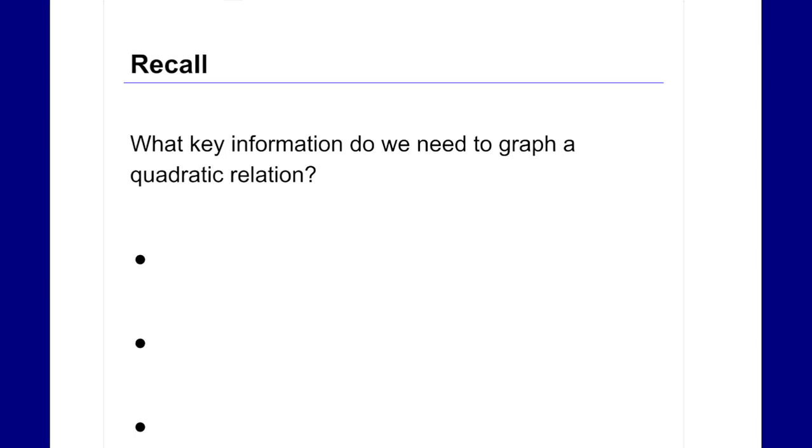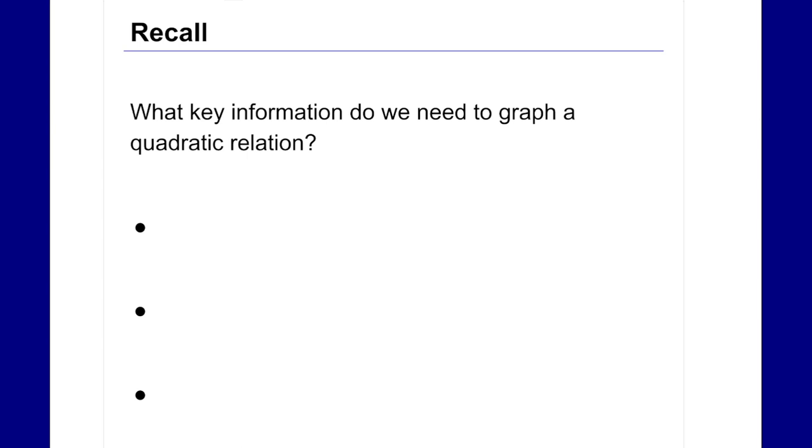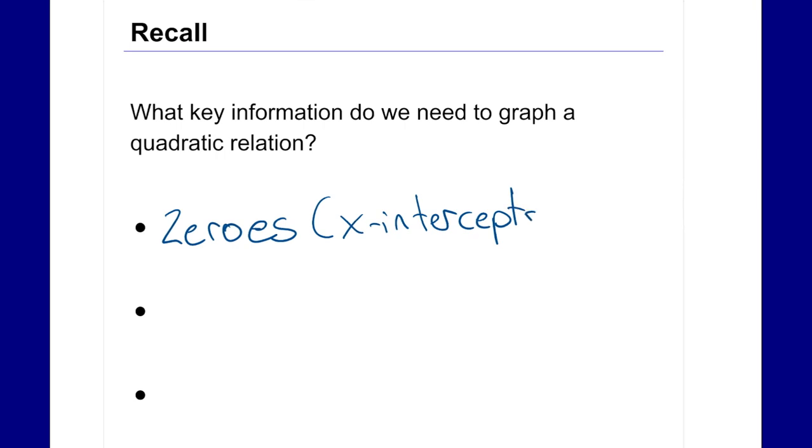What are some things that we need to have to be able to graph a parabola? You can think back to the previous unit where we were graphing or determining equations from vertex form and factored form, right? We need to know the zeros, or our x-intercepts. That could be one thing, because if I know my x-intercepts, I kind of know where it crosses the x-axis. It gives me some idea of where the points are.